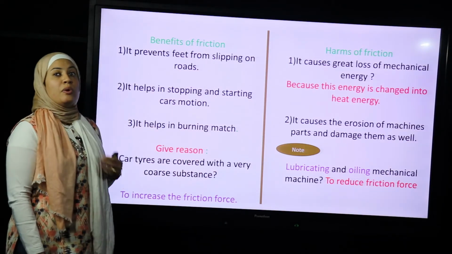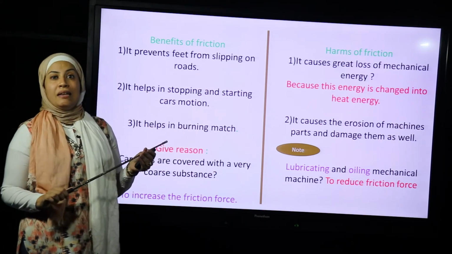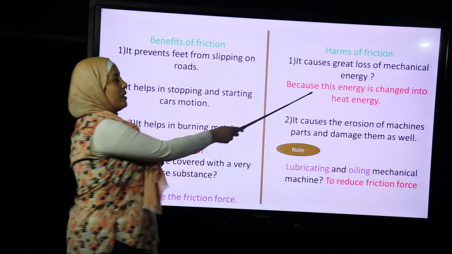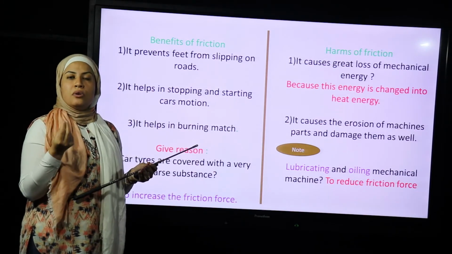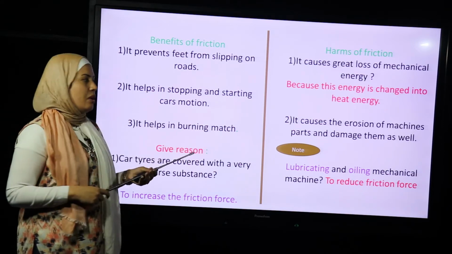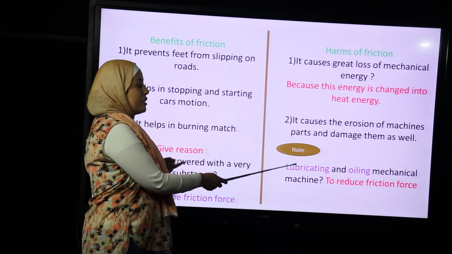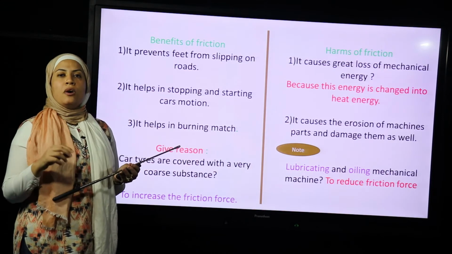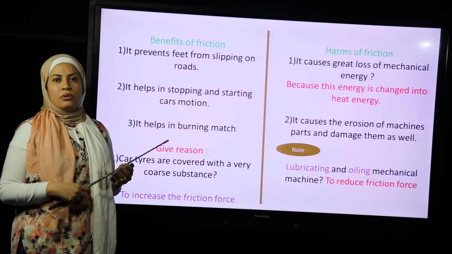Now we will talk about the harms of the friction force. It causes a great loss of mechanical energy. Why? Because this energy is changed into heat energy. So it causes damage to the internal parts of machines, as it causes them to expand and be damaged. So we use lubricating and oiling in the internal parts of mechanical machines. Why? To decrease the friction force.